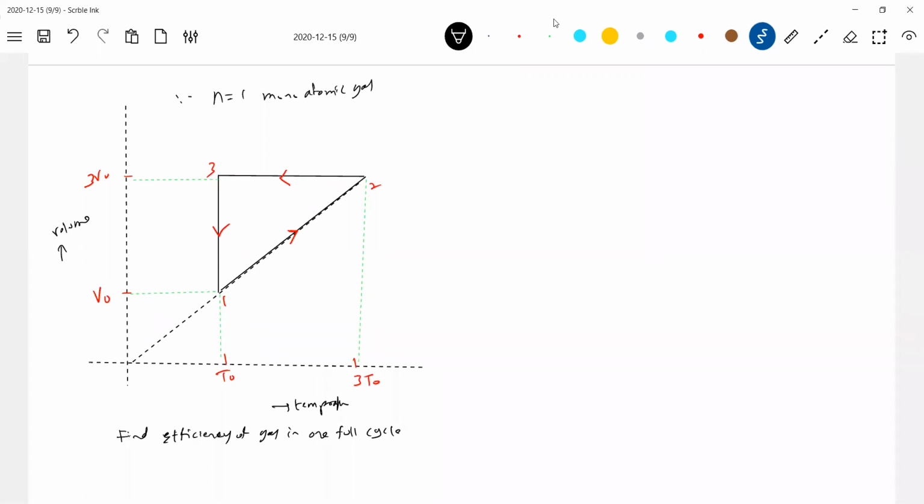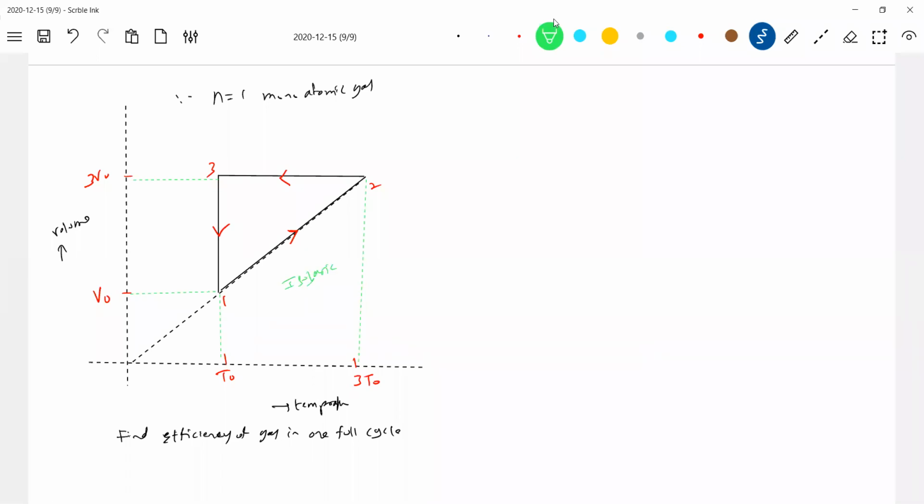What is path 1, 2? What is the path 1, 2? Isobaric. Because in a VT graph, if a straight line passes through the origin, it should be isobaric. So here we'll write it. Isobaric, it is.